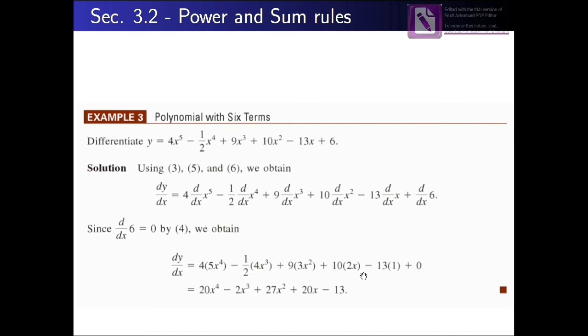So now we just need to collect all the terms. So 4 multiplied by 5 will be 20x power 4, minus half multiplied by 4 will be 2x cubed, plus 9 multiplied by 3x squared will be 27x squared, plus 10 multiplied by 2x will be 20x, minus 13 multiplied by 1 will be 13. And here we have 0.